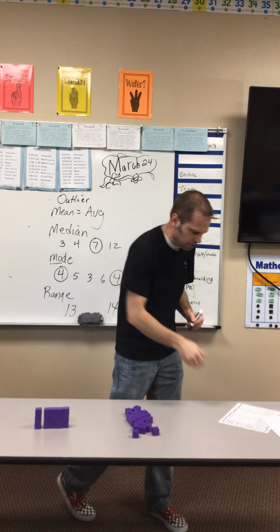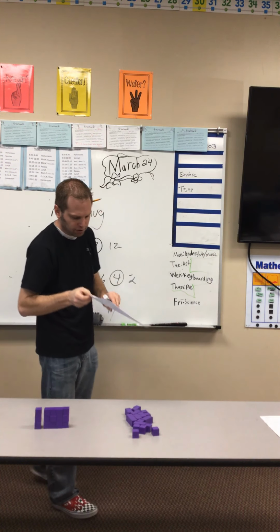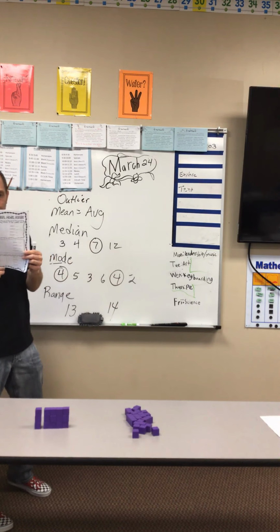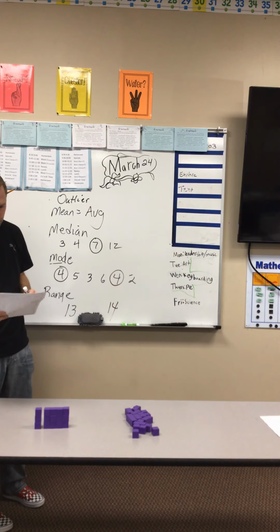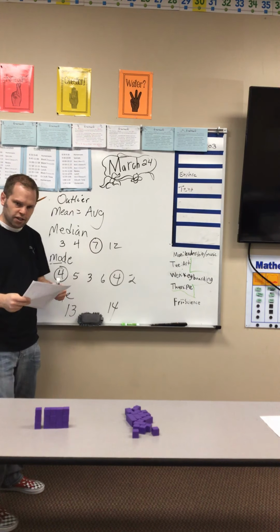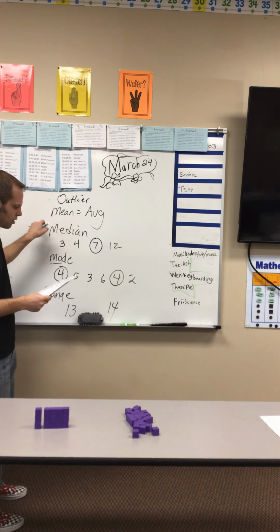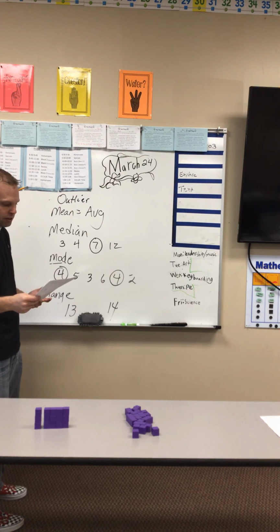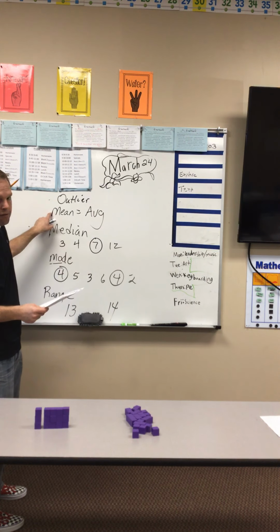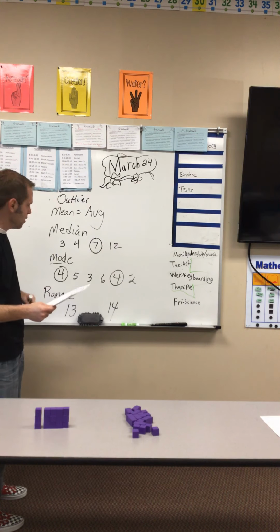All right, let's talk about your stations today. In your packet, you're going to find something that looks like this: mean, median, mode, and range. What you're going to do is take the information that they give you and find each one of these things for that information. Okay, mean, find the average. Add them up, divide them by the number.